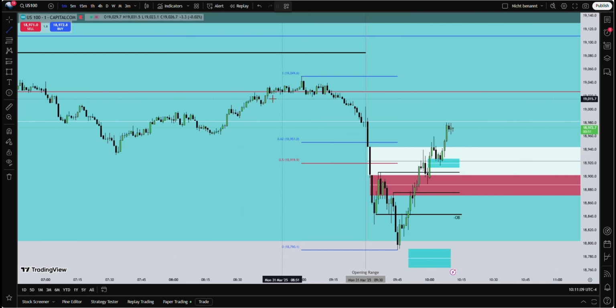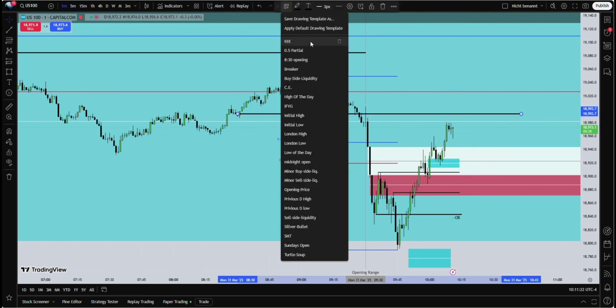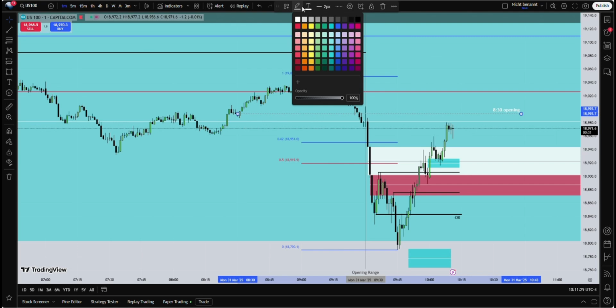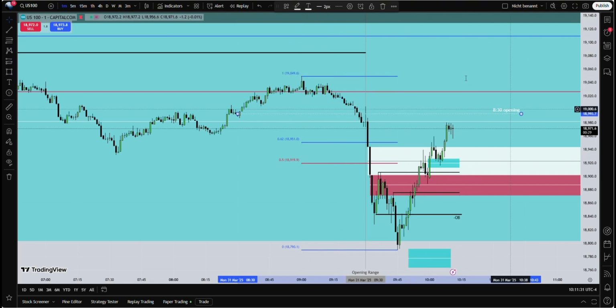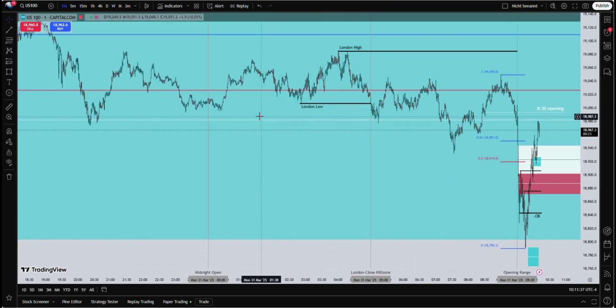I've noticed that I didn't mark out the A30 opening. So I had the A30 opening price in my mind, but I just noticed that I didn't mark it out. So let me just do that for you guys, so there is no confusion. So here's the A30 opening. There you go. Now you have it. Okay, this is the A30 opening, and we're below the midnight open and below the A30 opening.